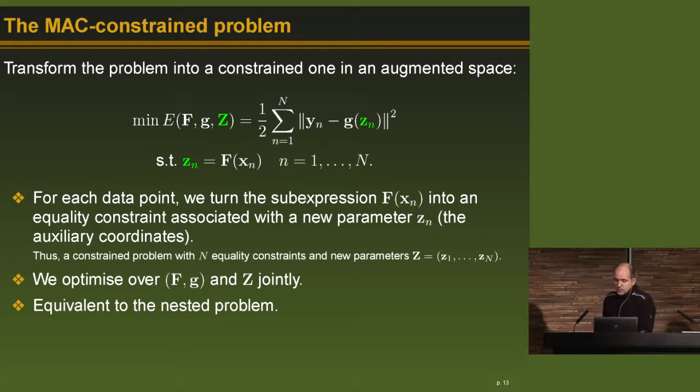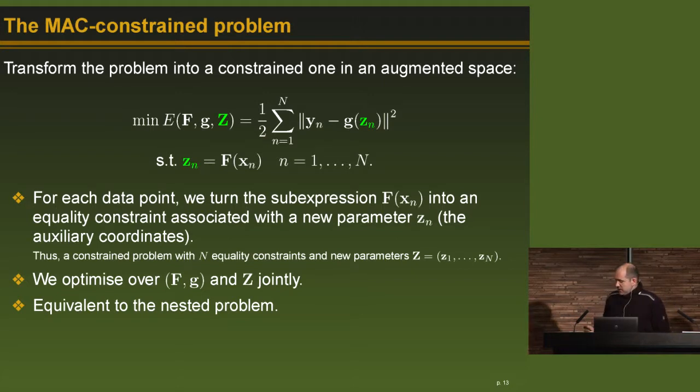So what we do here is, if you look at the original problem, you identify sub-expressions there in the nesting, and you take them out and make them their own variable. This is the auxiliary coordinate for that particular data point, and then you introduce an equality constraint to account for the fact that you replaced that. So you have to do this for each data point. Each data point gets its own coordinates, and the reason why we call them coordinates is because this can be seen, in fact, as the projection of the original data point n onto some intermediate space, which often is low-dimensional, but doesn't have to be. So those set values there are coordinates in that space, and they are for each data point.